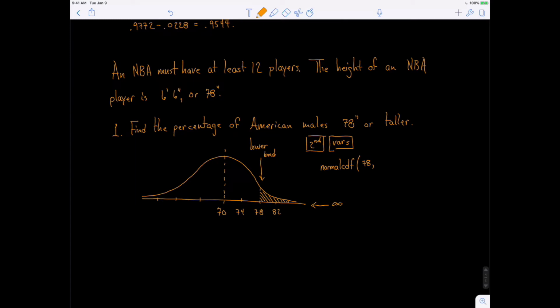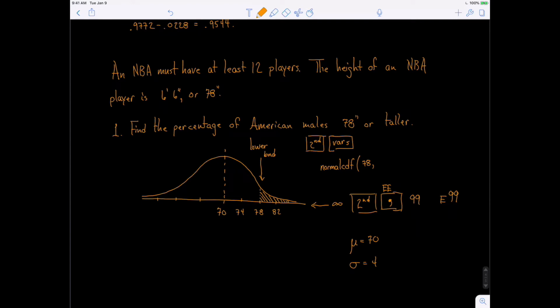Well, on your calculator, what you're going to do is press second, and you'll see an E, which is right above the comma. Then you're going to type in 99. And that's how you tell your calculator infinity. It'll display on your screen as E99. Then our mean, our mu, is 70. And our sigma is 4. So go ahead and put those numbers in there.